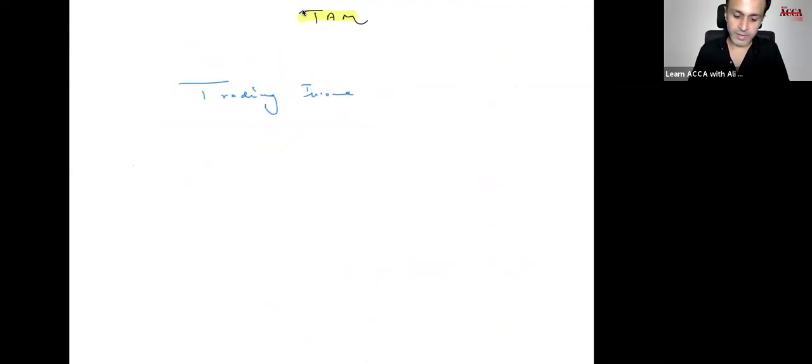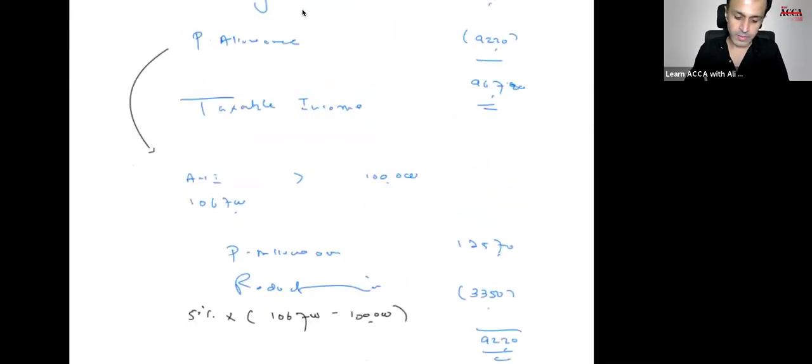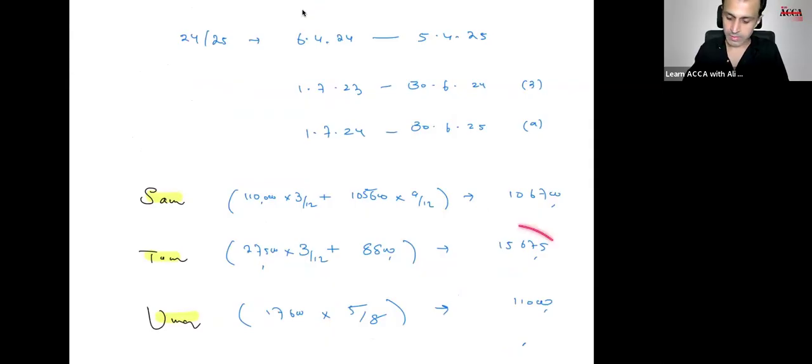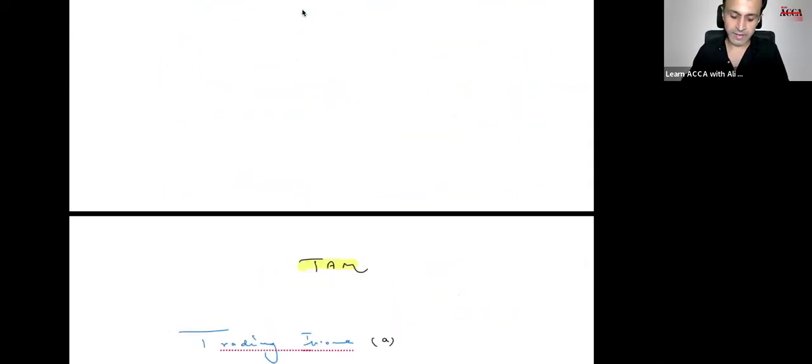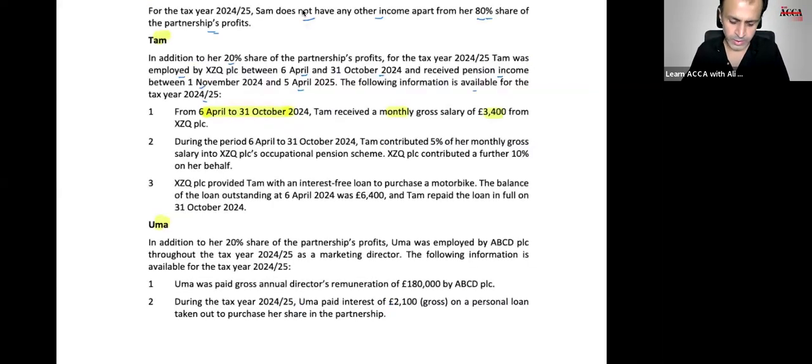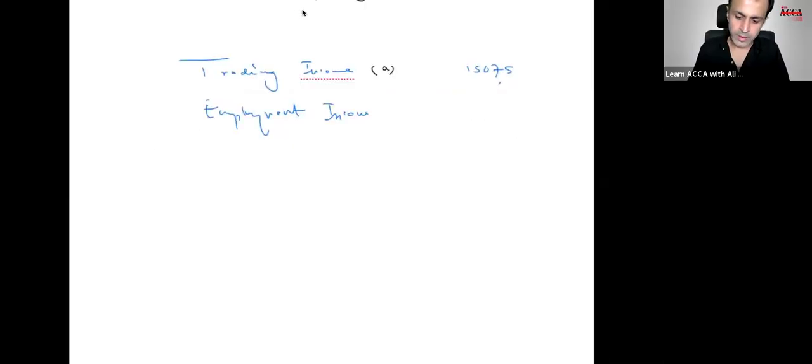So you can make the reference of that part A. What is the income we have worked in the part A for TAM? The income is 15675. Here we will have to top it up in the figure of employment income. This we can work by taking the salary into it.